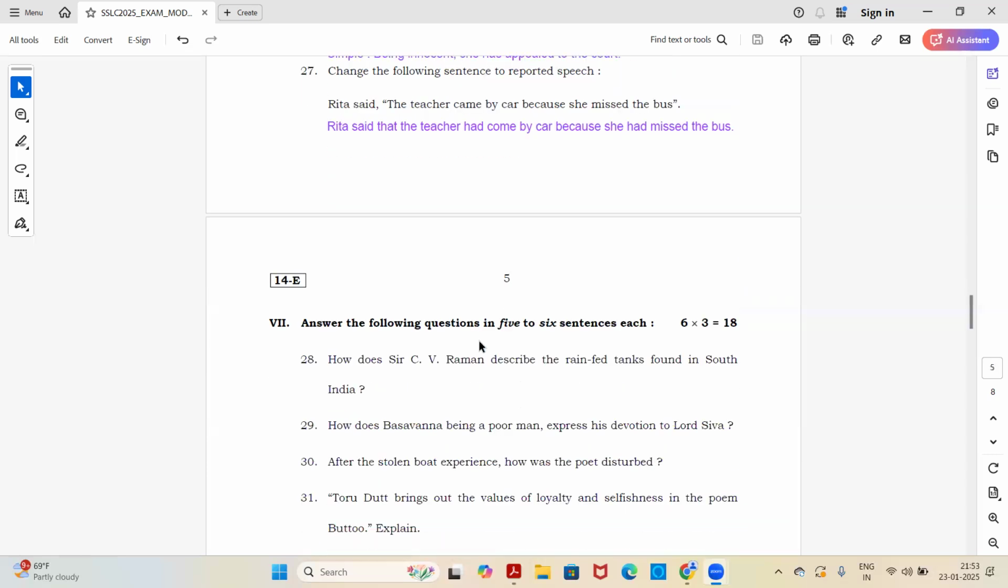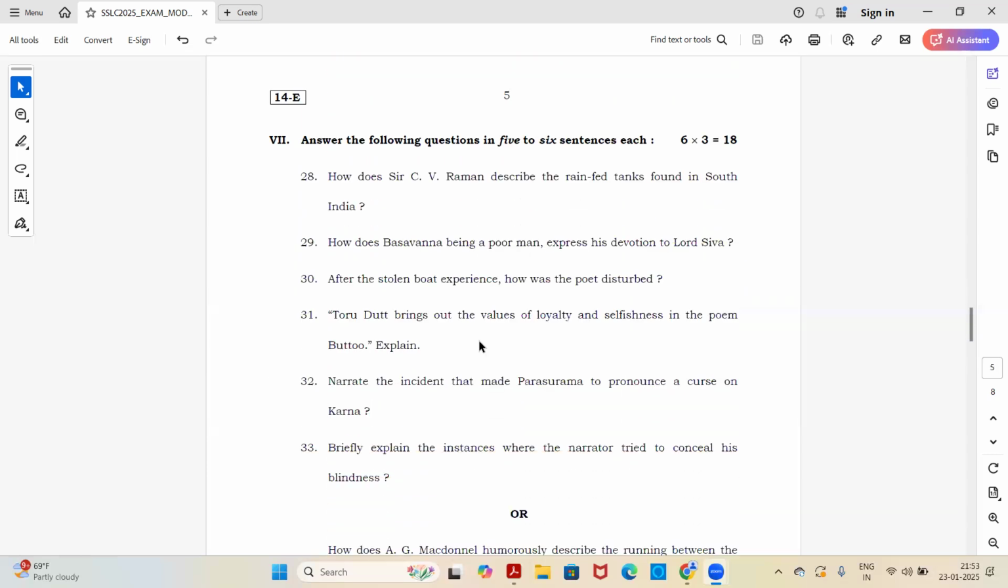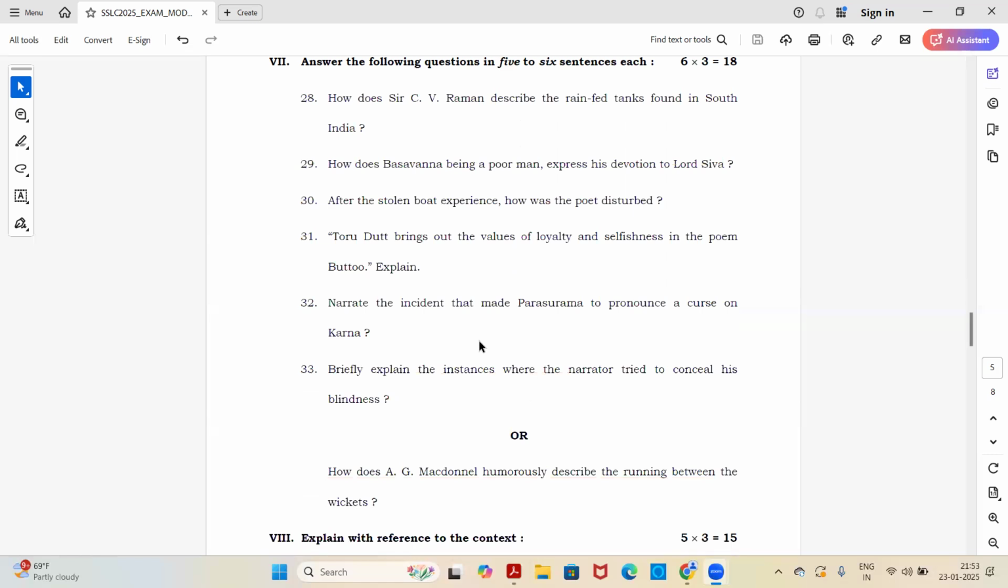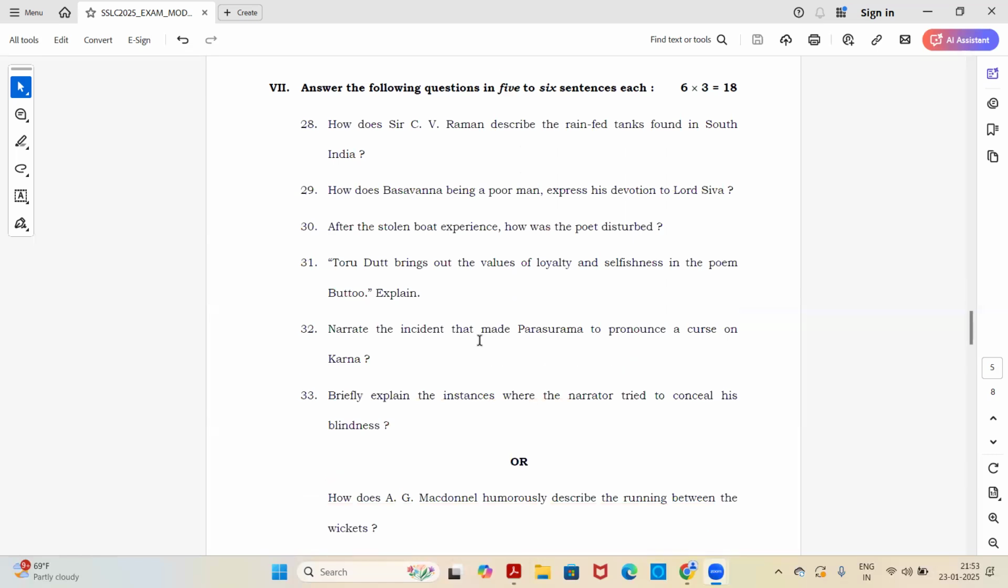Next question. Again, we come to the textual questions. Answer the following questions in 5 to 6 sentences. It is 3 mark questions. You have 6 questions, and we can also see some internal choices here. So let's quickly read the question. How does Sir C.V. Raman describe the rain-fed tanks found in South India? Next, how does Basavanna, being a poor man, express his devotion to Lord Shiva?